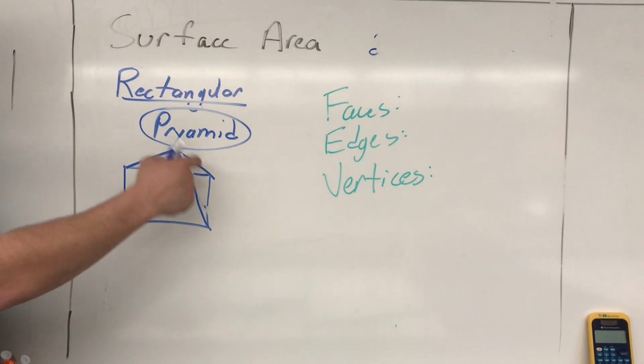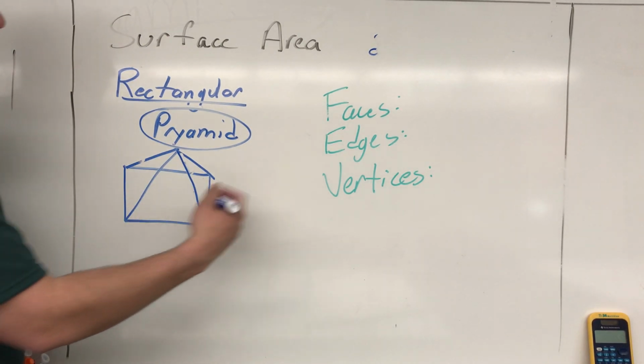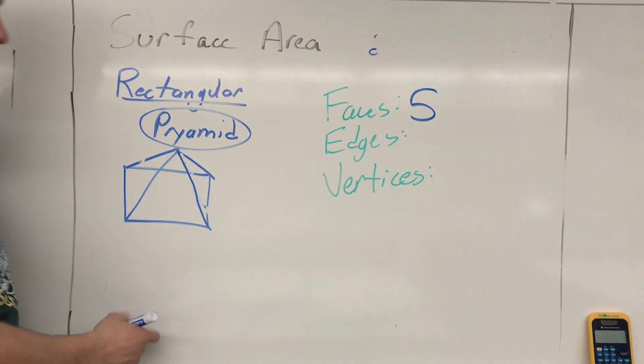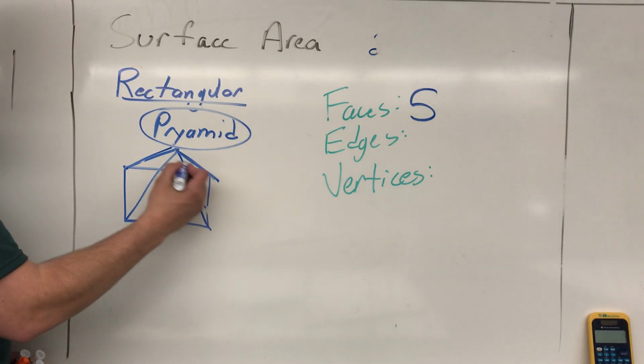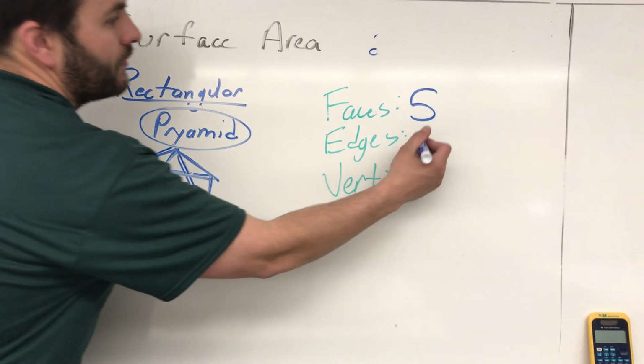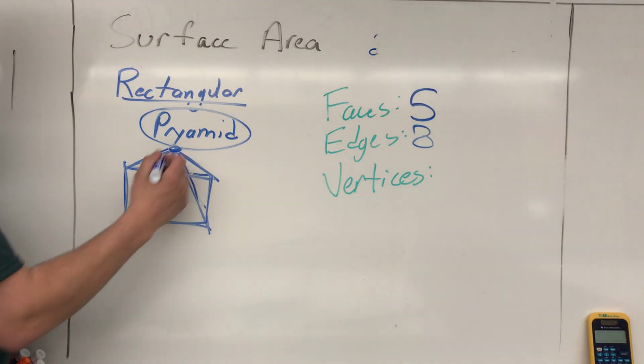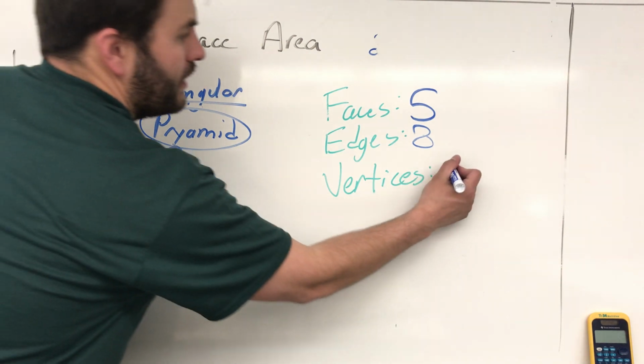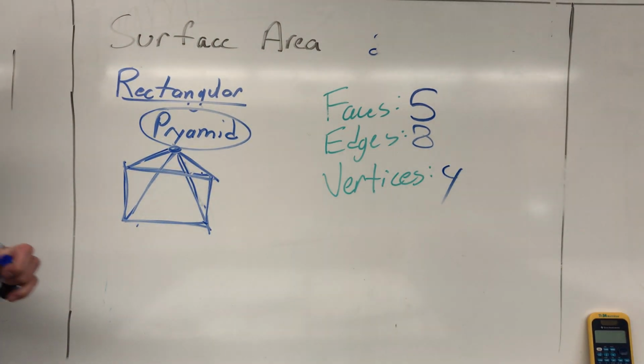Faces. We've got the 4 triangular faces, and then the one bottom to give us 5. Edges would be 1, 2, 3, 4, 5, 6, 7, 8. Vertices, 1 on top, 1, 2, 3, 4 on the sides. So 5 vertices.